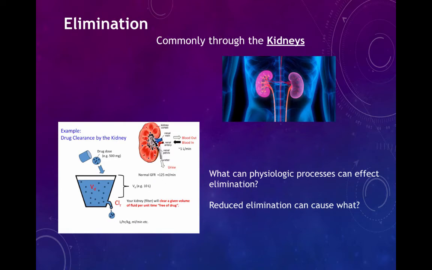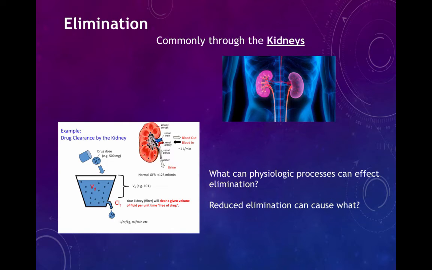Next, we have elimination, and it's commonly through the kidneys. So what physiologic processes can affect elimination? When you read the part on drug therapy throughout the lifespan, you can see that in the neonate, their liver and kidneys are immature. So the clearance or metabolism of the drugs is not the greatest. So dosing with them is usually commonly lower.